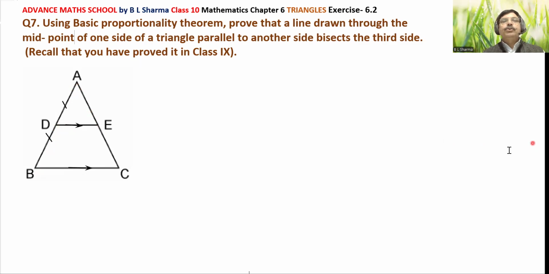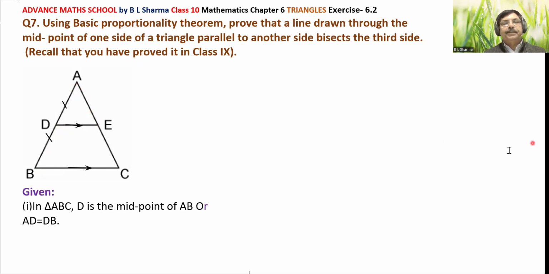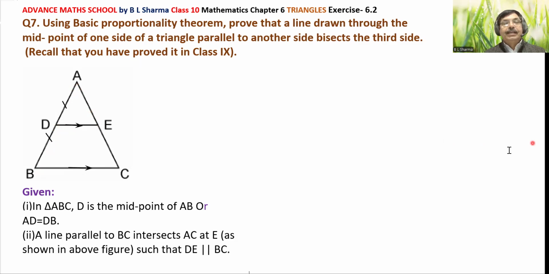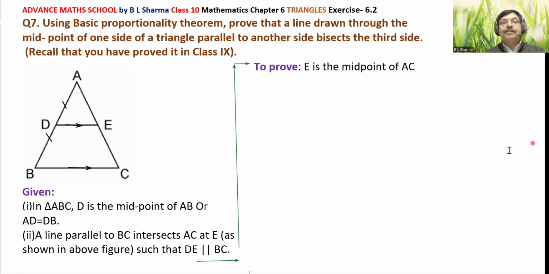But here we have to do it using basic proportionality theorem. So what is given here? In triangle ABC, D is the midpoint of AB, or you can write AD is equal to BD. A line parallel to BC intersects AC at E, meaning in the figure DE is parallel to BC. To prove: E is the midpoint of AC, or AE is equal to EC.